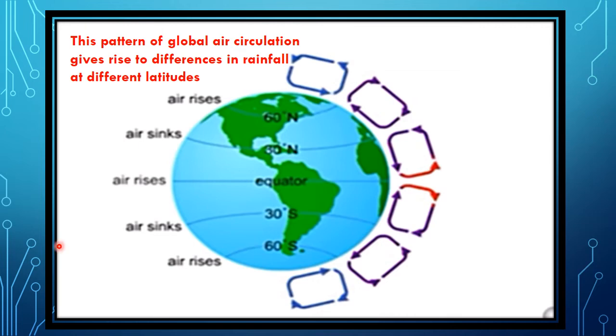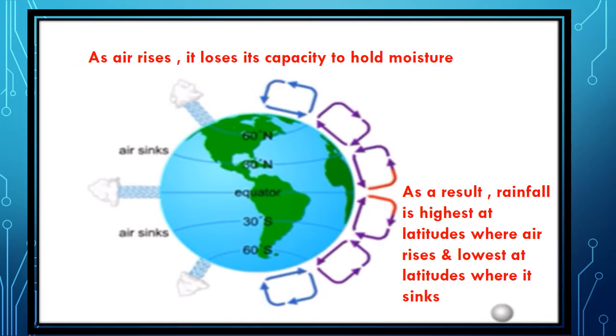This pattern of circular air circulation gives rise to differences in rainfall at different latitudes. So children, as the air rises, it loses its capacity to hold moisture. Because it is warm air rising, it creates an area of low pressure. As a result, rainfall is highest at the latitudes where the air rises and lowest at the latitudes where the air sinks. So you can see at the equator we have rainfall, and at 60 degrees, where it is rising, we also have high rainfall. So I hope you have understood the factor of pressure and wind which affects climate.